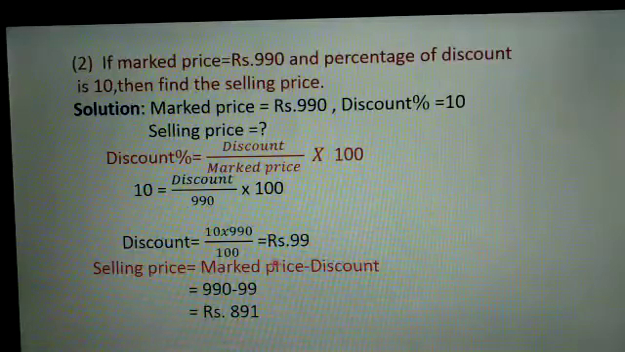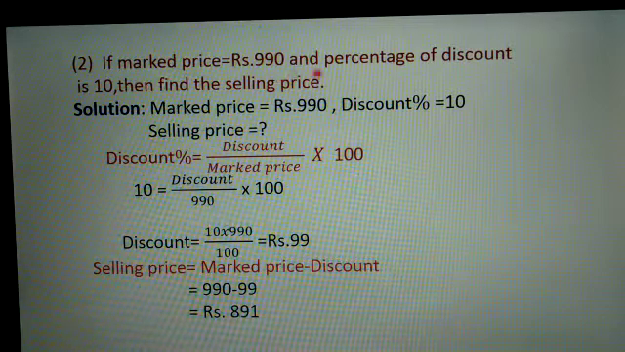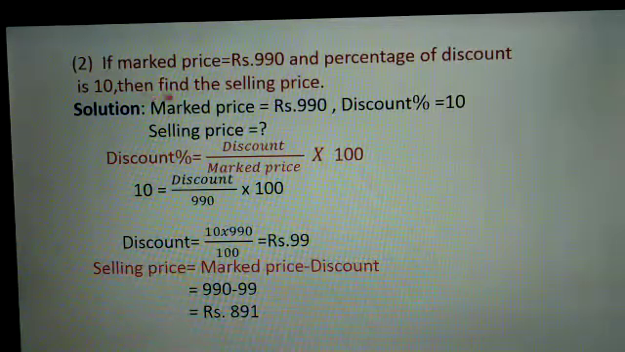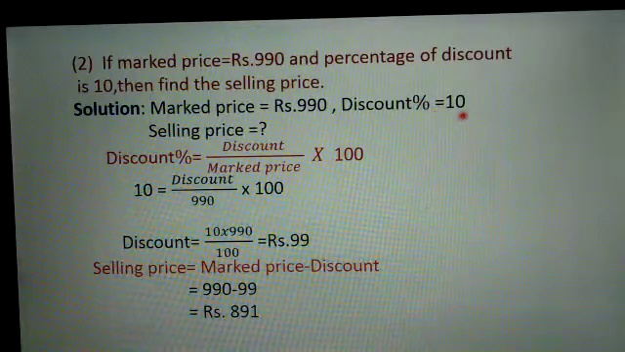Now let us start the second sum. Here what is given? If mark price is rupees 990 and percentage of discount is 10, then find the selling price. When we have to calculate selling price, the method is different. Here we have to use two formulas. First, mark price is 990 and discount percent is given as 10 and selling price we have to calculate. So discount percent formula is what? Discount upon mark price into 100. So what is discount percent? 10 is given, is equal to discount upon mark price.